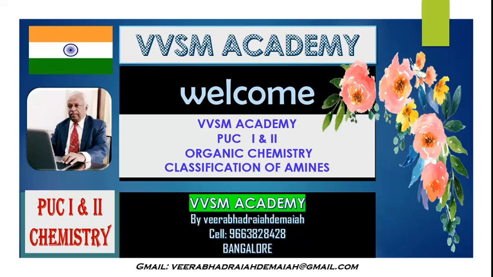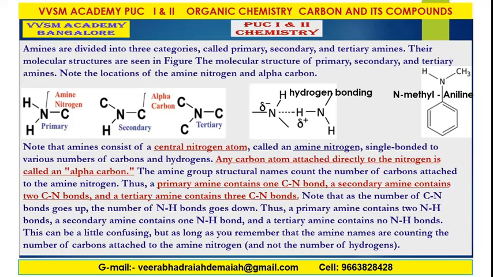Classification of amines. What are amines? They are the derivatives of ammonia. They may be aliphatic amines or aromatic amines. Let us discuss in detail the classification of amines, preparation of amines, structure of amines and all. Amines are divided into three categories, my dear friends. They are classified as primary amines, secondary amines, tertiary amines. Their molecular structures are seen in the figure.